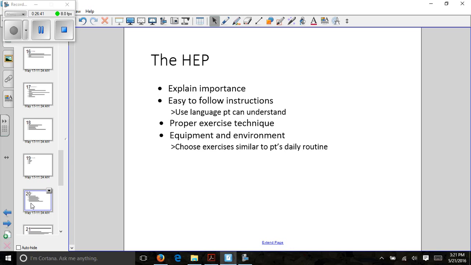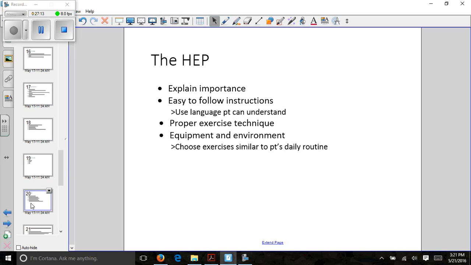Then you need to give them easy to follow instructions. They're getting information overload with you. They may not have a good exercise history. They may not remember how to do what you told them. They may lose the sheet of paper that you gave them. So you need to put it in easy to follow instructions. And you need to use the learning style which they prefer. You also need to be able to do the exercise appropriately, because if you can't do it, how are you going to show them how to do it?